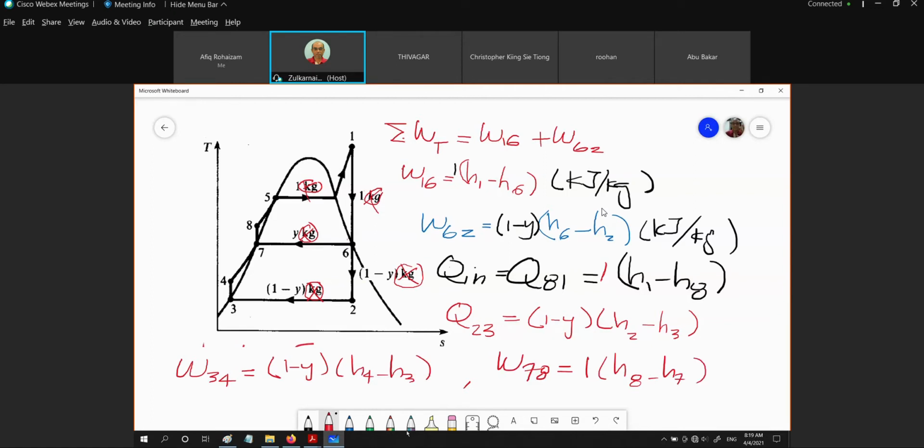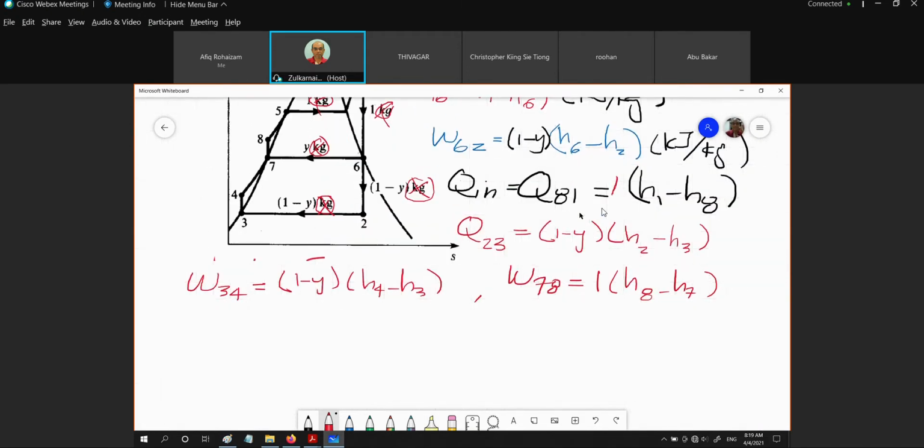Right? So of course, to get the V times delta P, this is the formula that we use to get the W34. So this is equal to 1 minus Y, V, P4 minus P3. And for W78, this is equal to 1 multiplied by specific volume, which is 0.001, P8 minus P7.